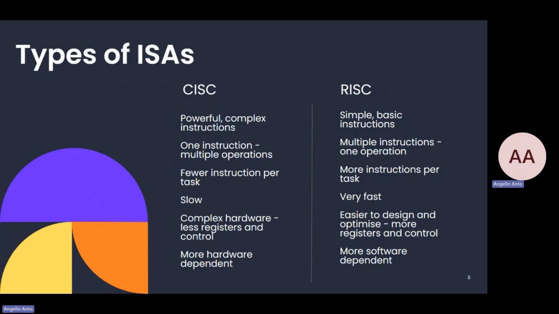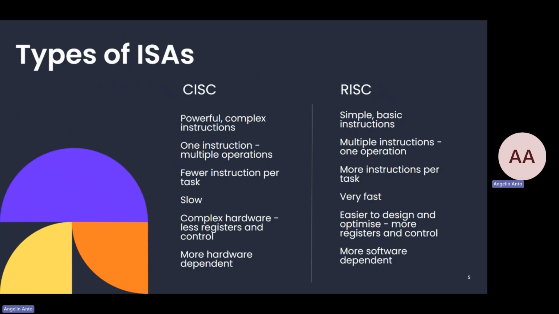Now, just as a recap, CISC is powerful, complex instructions. You have one instruction, multiple operations, or even just one entire function. Now, this also means fewer instructions per task. But because this is so complex, you needed equally complex hardware, which made it slow. And since this was more hardware dependent, it was also costlier.